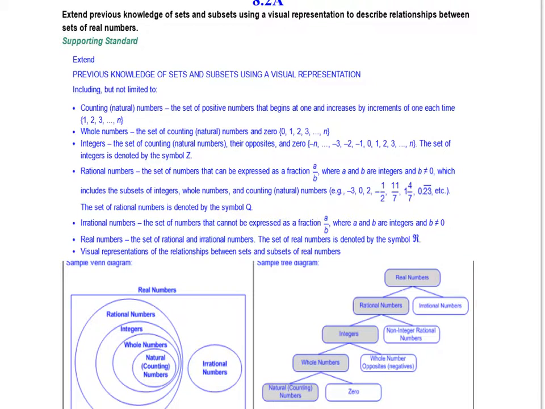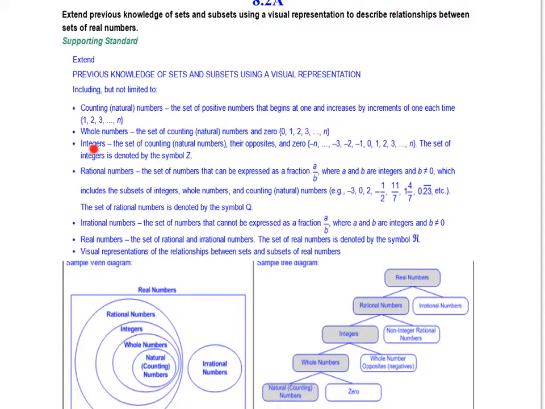The next set that we want to take a look at we call whole numbers. Whole numbers include the counting numbers, but they also include 0. For an example, we have the set 0, 1, 2, 3, and so on all the way to positive infinity. Again, these numbers begin at 0 and they increase by increments of 1 each time.